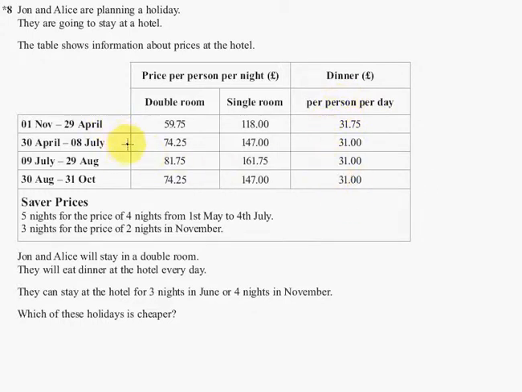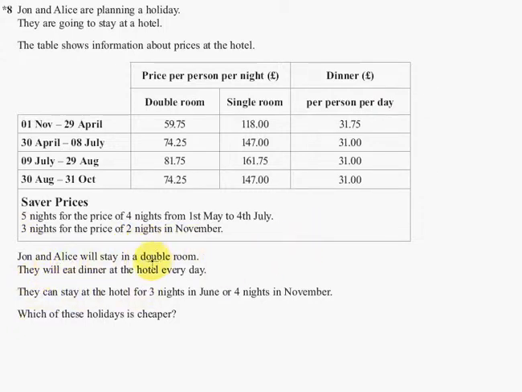Depending on when you go, which months, okay, the prices may vary. Now you've also got some saver prices. 5 nights are the price of 4 nights from 1st of May to the 4th of July, or 3 nights at the price of 2 nights in November. So if they went in November, you would only pay for 2 nights and you'd get 3 nights. So you get the 3rd night for free.